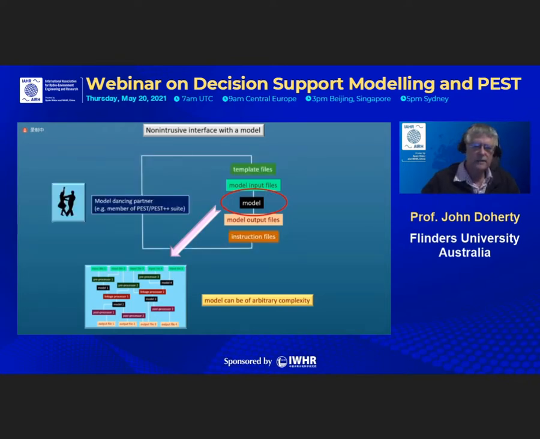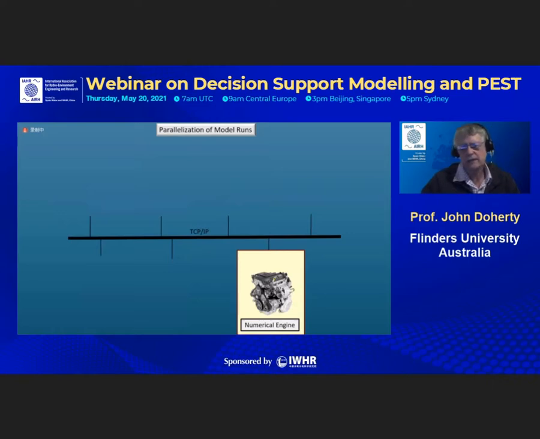The second fundamental design specification is that a dancing partner can parallelize model runs. Now, these days, computing hardware allows us, it's all about parallelization on a single computer or on multiple computers in an office network, on a high-performance computing cluster, on the cloud. We can get so much computing power so cheaply on the cloud.